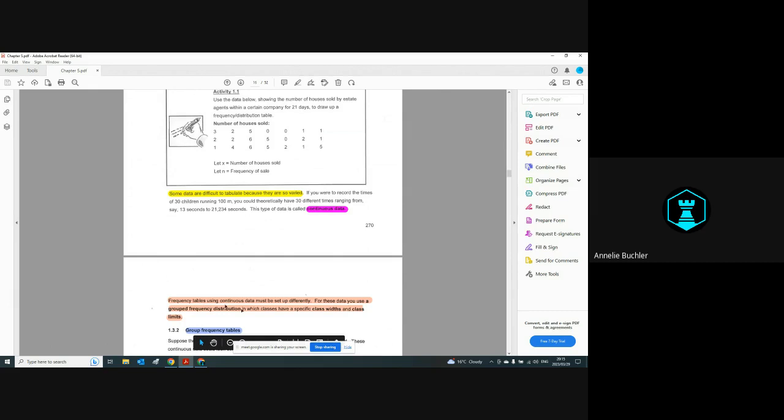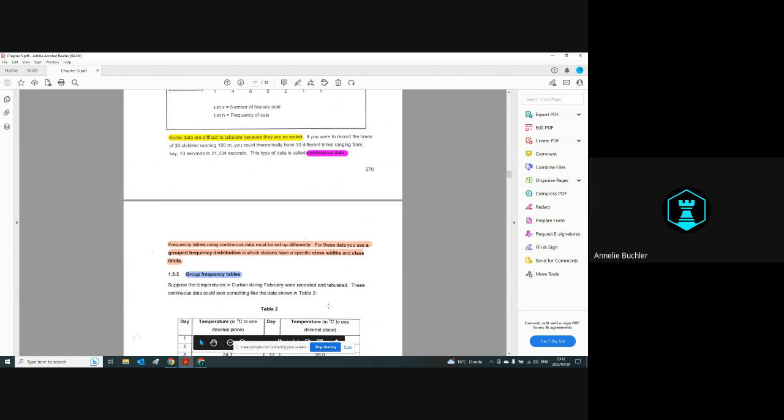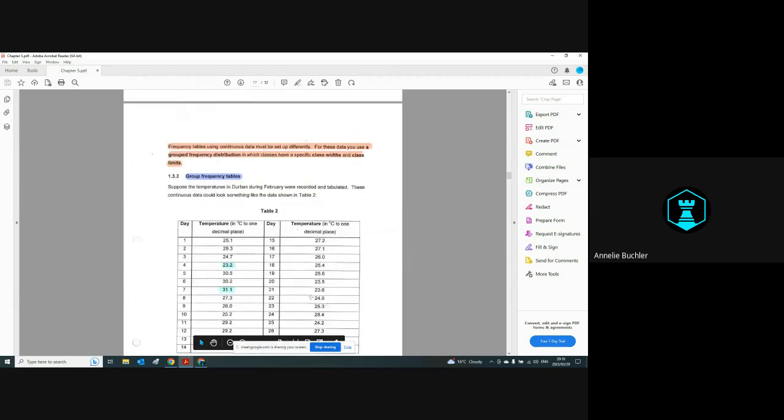Frequency tables using continuous data must be set up differently. For these data, you use a group frequency distribution in which classes have a specific class width and class limits. If we look at group frequency tables, I just want to make my screen a bit smaller.